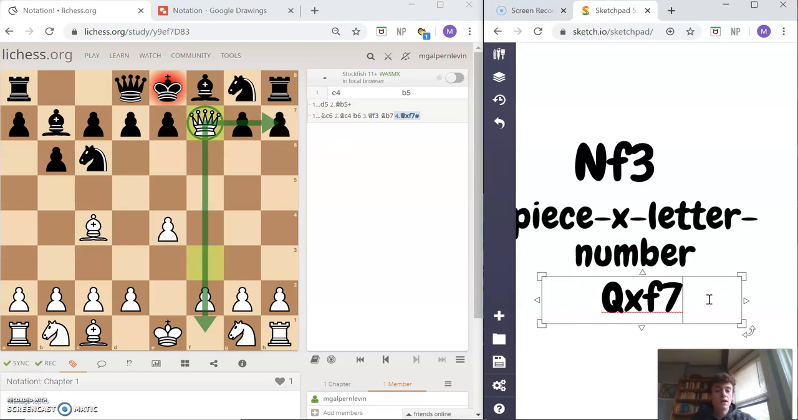And if it weren't checkmate, that's how we would write it, right? But since it is checkmate, we're going to add in our hashtag, pound, number symbol, whatever you want to call it. And that, similarly to the check, goes at the end of the move. So this would be queen takes F7 checkmate, okay? If we hadn't taken a pawn, we would simply take out that X, and if it wasn't checkmate, we would take out that checkmate symbol.